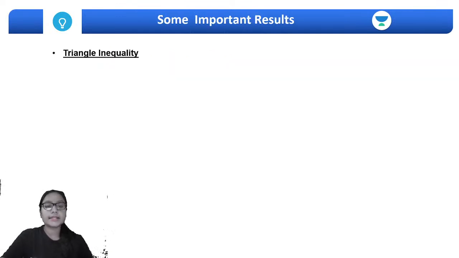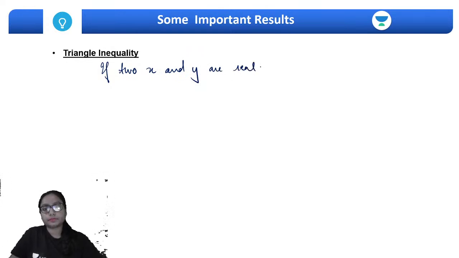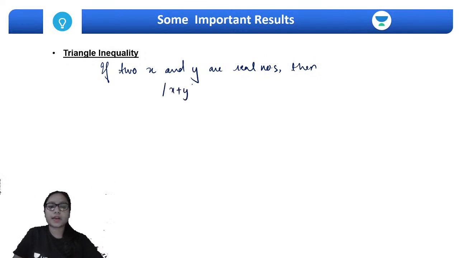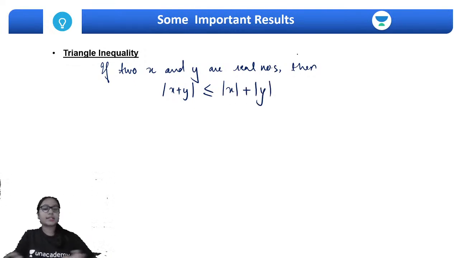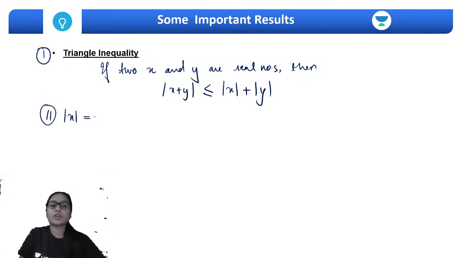Alright, let's discuss another result, the triangle inequality. This is one of the important results, very helpful while solving a few questions. If x and y are two real numbers, then the modulus of x plus y is less than or equal to mod of x plus mod of y. This is the triangle inequality. Another result we have already discussed: when mod of x is 0, the value of x is equal to 0.